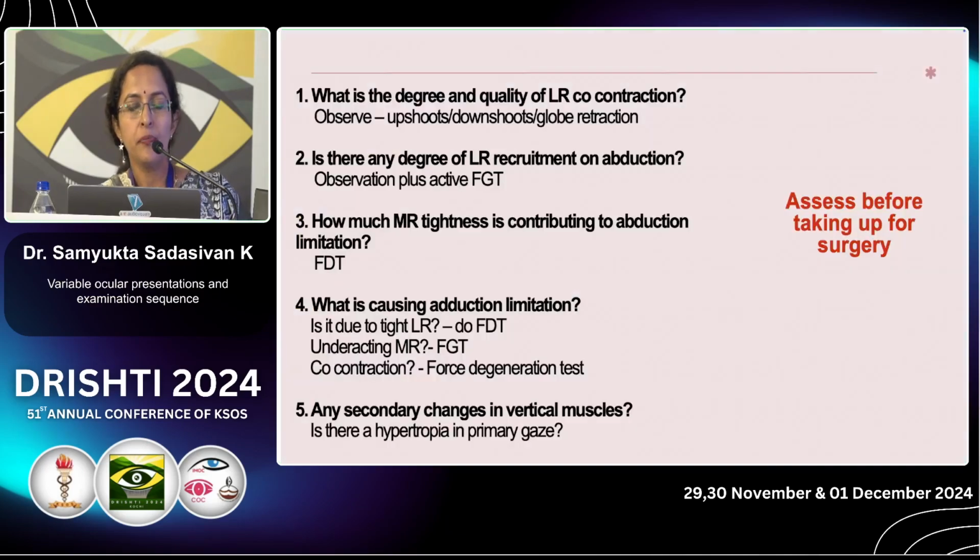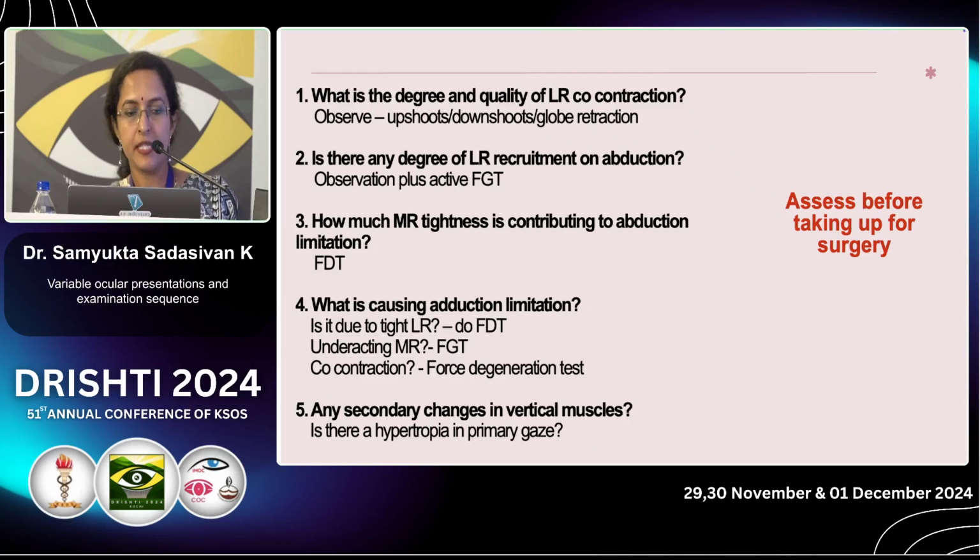So before you take up the patient for a surgery, 5 questions need to be answered. What is the degree and quality of LR co-contraction? So this you will get to know by a thorough observation and grading of the overshoots and globe retraction. Question 2, is there any degree of LR recruitment on abduction? Is there any residual LR activity? Here you go for observation plus active FGT. Now, what is the MR type? What is the contribution given by MR contracture?